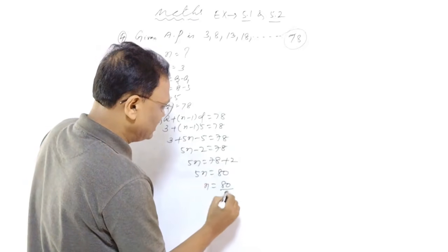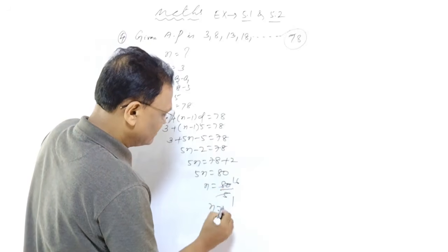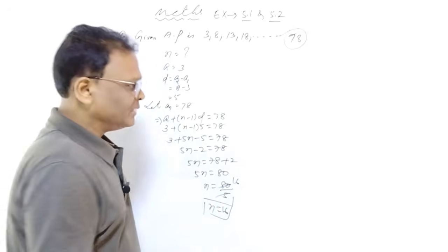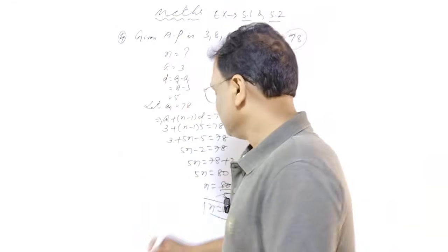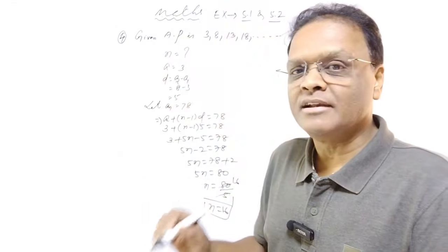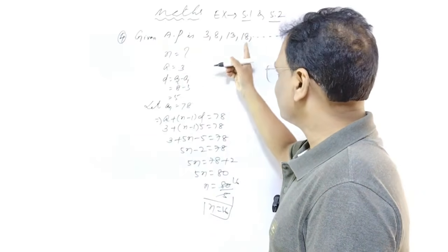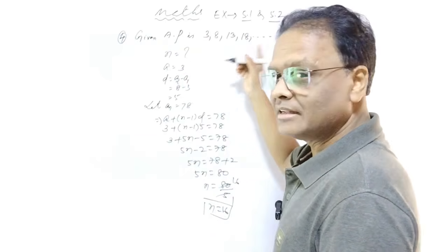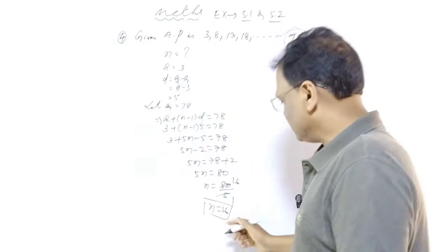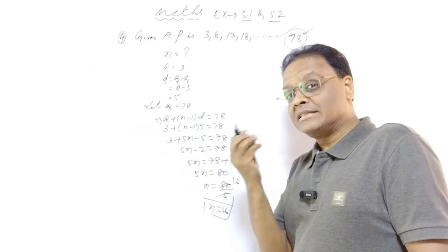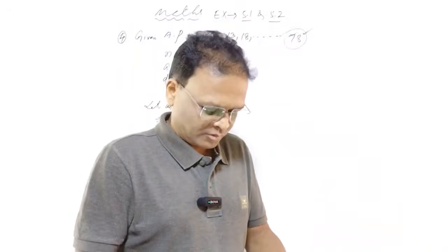N is equals to 80 by 5. And if I divide, so I got which term will be 78. Your 16th term will be 78. Means first term, second term, third term, fourth term, 5th, 6th, 7th, 8th, like this you go on writing, this will come in 16th place. 16th term will be 78. So this is question number 4.